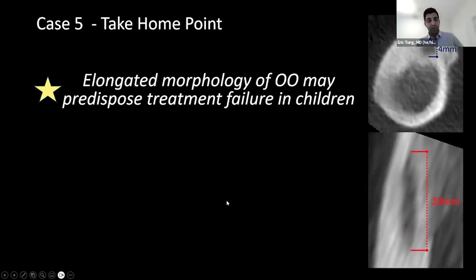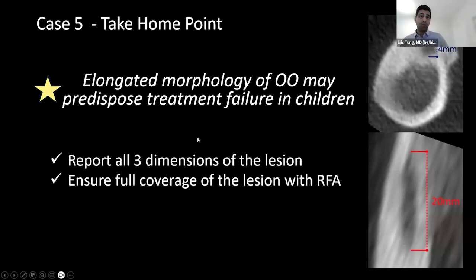And so the take-home point here is that some of these osteoid osteomas can present with this elongated morphology, and they can predispose to treatment failure in children. So when you're reporting these on your studies, it's really important to mention all three dimensions and to highlight that this is an elongated lesion, or perhaps include in your impression the craniocaudal length, so that the person who will be ablating this may understand that you may have to use multiple probes.